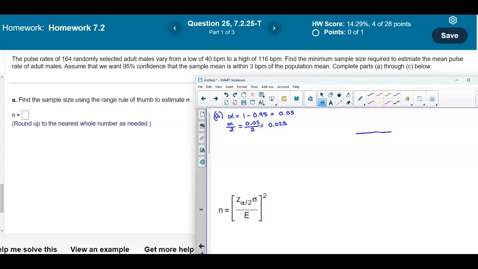In the standard normal distribution, we want to find the critical Z value that has an area to the right of 0.025. So what we're looking for is the probability of Z being greater than or equal to what value will give us the area of 0.025. Again, this area is what's being shaded here to the right.